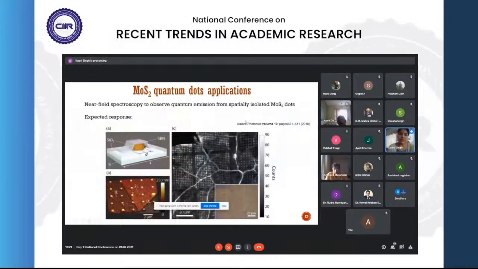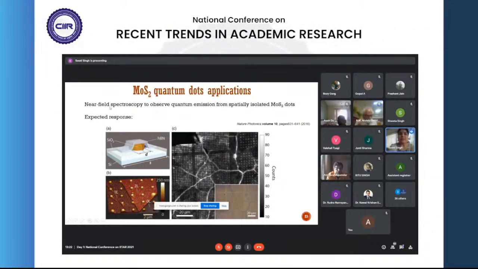So what I would like to use these MoS2 quantum dots for in future is this kind of response from the well-spaced MoS2 dots, where I would like to get very enhanced single photon emission from these well-controlled quantum dots, like in this previously published data.